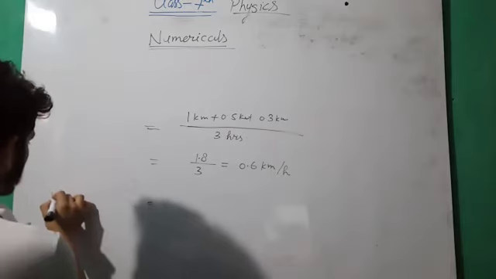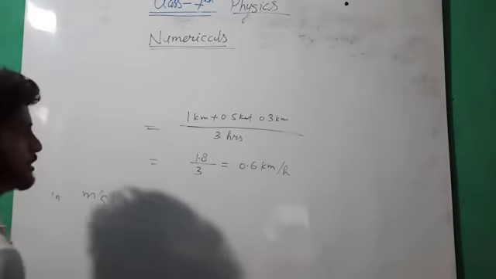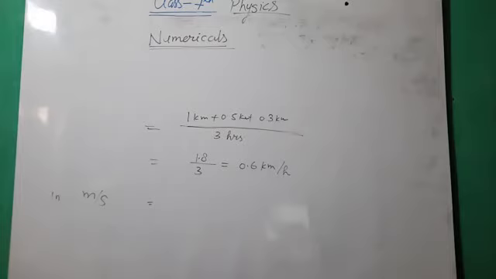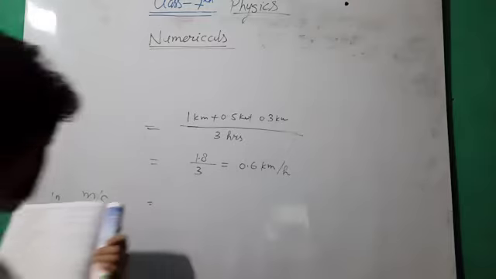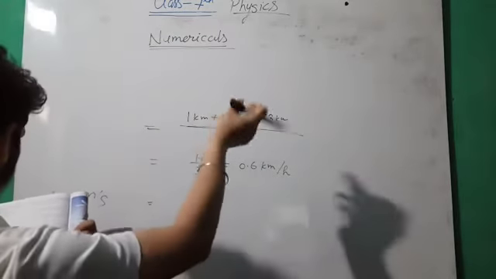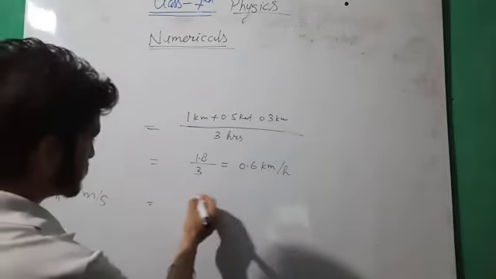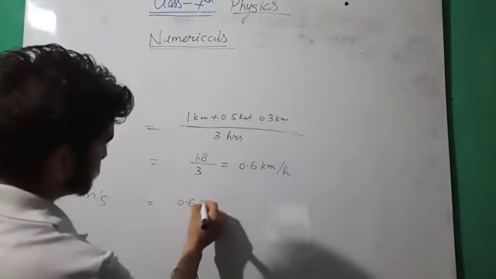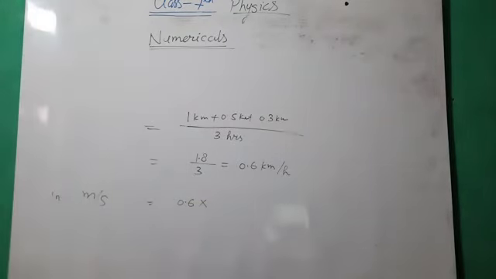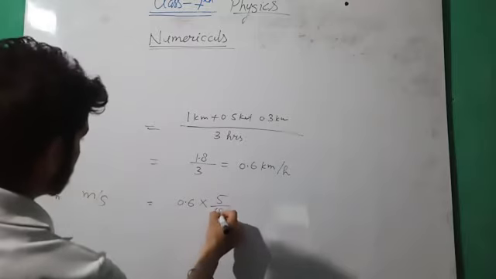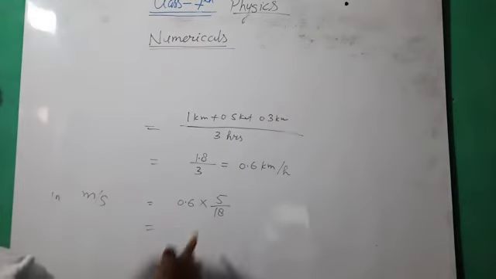If you want to find this in meter per second, you have to do the question according to the statements. You have to write down the statement first, as in the previous question. To convert this into meter per second, multiply it by 5 upon 18.